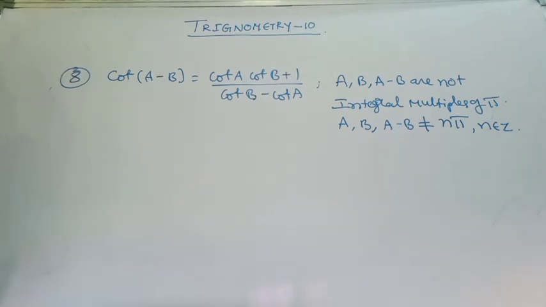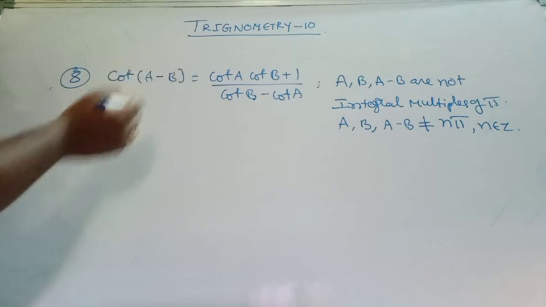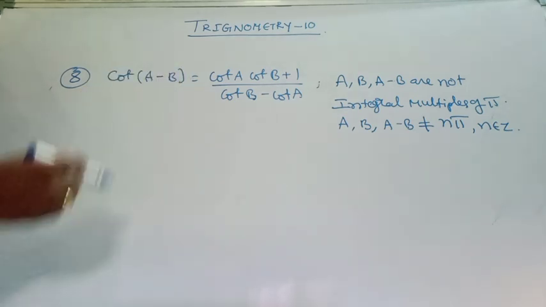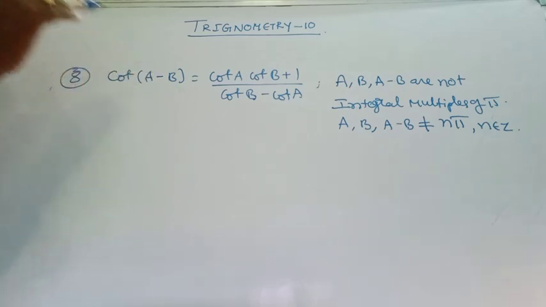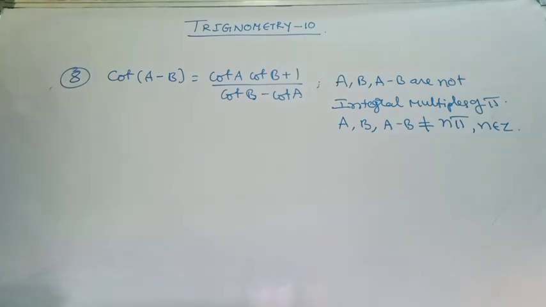Now we have the eighth formula, cot of A minus B. How are we going to achieve this? Here also, cot of A minus B is what? Cot A cot B plus 1 by cot B minus cot A. Here A minus B are not integral multiples of pi. That means they are not integral multiples of pi. As you know the reason, if they are integral multiples of pi, they will be undefined. Once they are undefined, this formula itself does not exist, right?